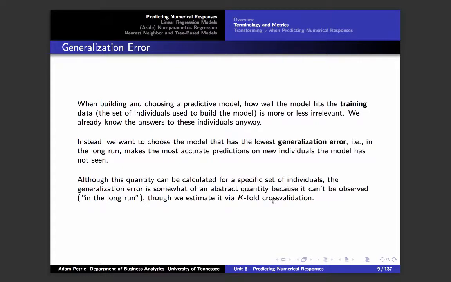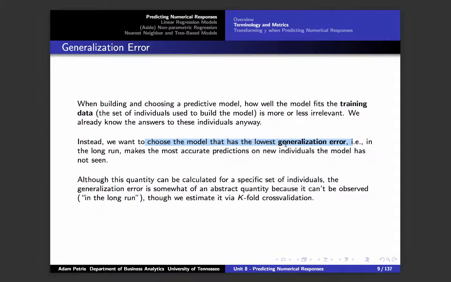All right, so we're still going to be concerned with the generalization error of our model. We'll estimate that with repeated k-fold cross-validation when we have the time to do so, or just standard k-fold cross-validation. We don't care about how well our models are fitting the individuals in the training data. We already know the answers to them anyway. And so our task is going to be to try out a whole bunch of models, estimate the generalization errors of all of them, and then choose the model that's going to have the lowest generalization error.